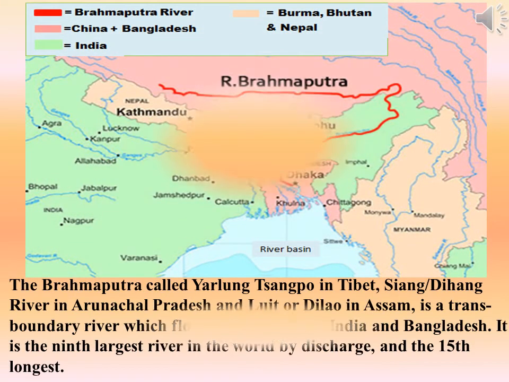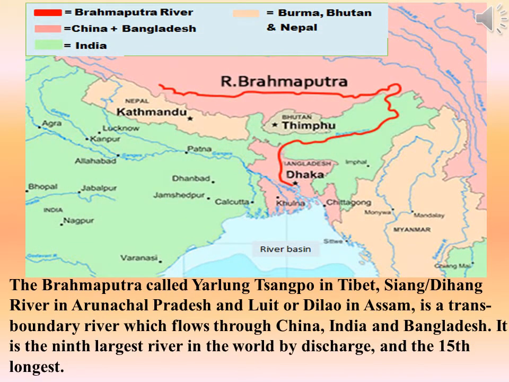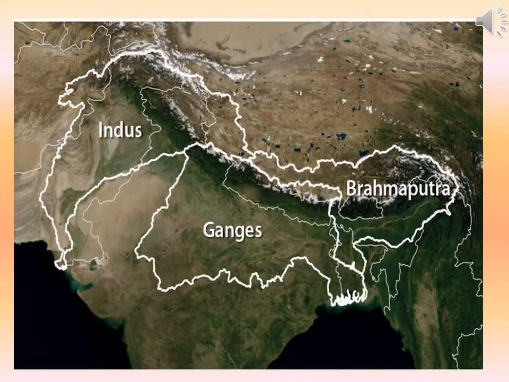The Brahmaputra River is also called Yarlung Tsangpo in Tibet. This river flows in Arunachal Pradesh. It is a transboundary river which flows through China, India, and Bangladesh. It is the ninth largest river in the world and 15th longest river. Here we can see the major rivers of India and South Asia. Indus, Ganges, normally we call Ganges as Ganga, and third is Brahmaputra.